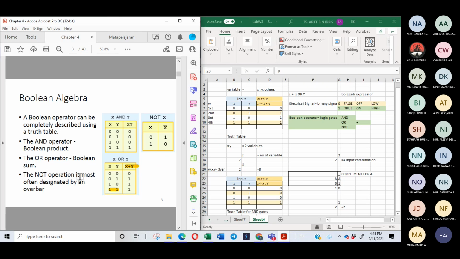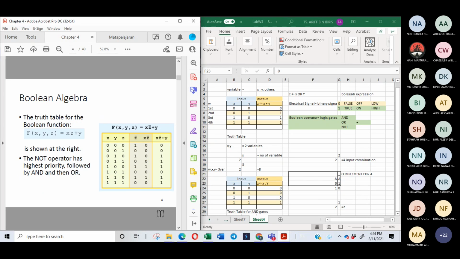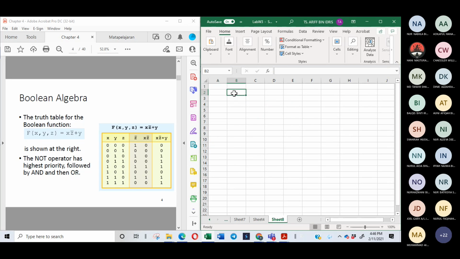The NOT operation is designated by an overbar. You can see the overbar here, X bar. X bar is what you call the NOT. So if the value of X is 0, the complement of 0 is 1. If the value of X is 1, the complement of X is 0. So for the time being, we will be doing a more complex Boolean expression. Now we have 3 variables.